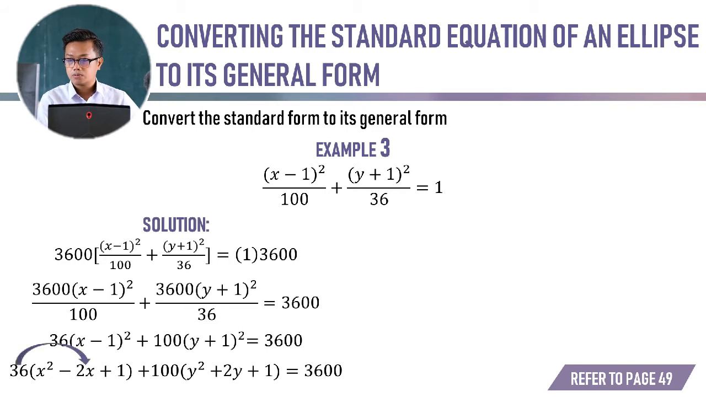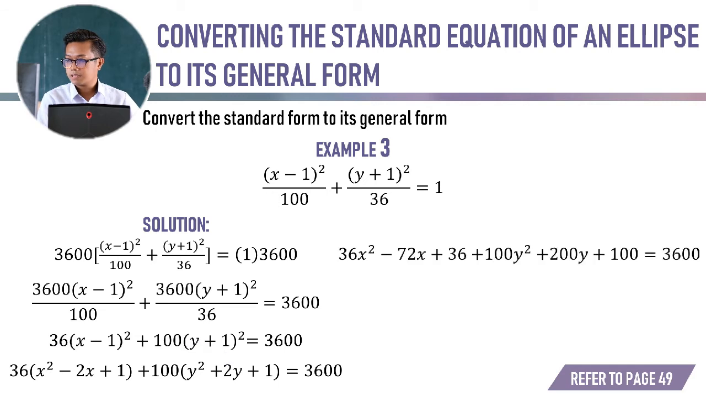Next is we are going to distribute your 36 and your 100 sa imo nga perfect square trinomials. So this becomes 36x squared minus 72x plus 36 plus 100y squared plus 200y plus 100 is equal to 3,600.